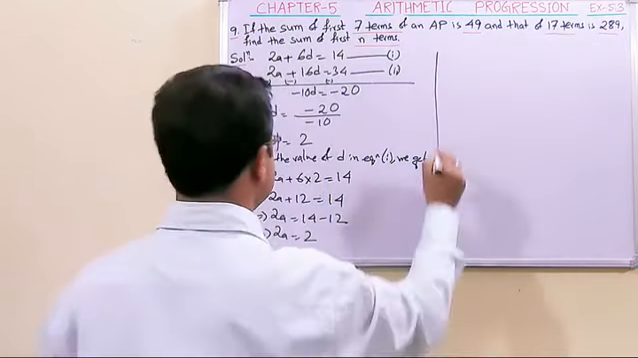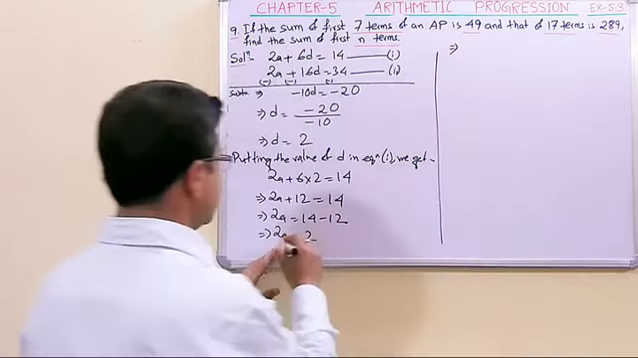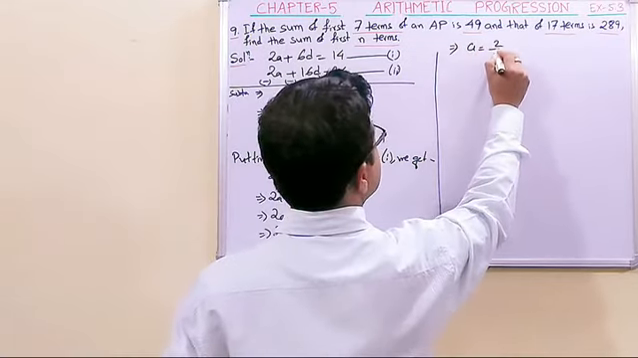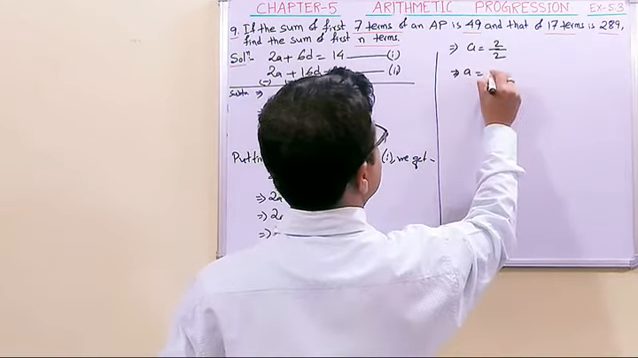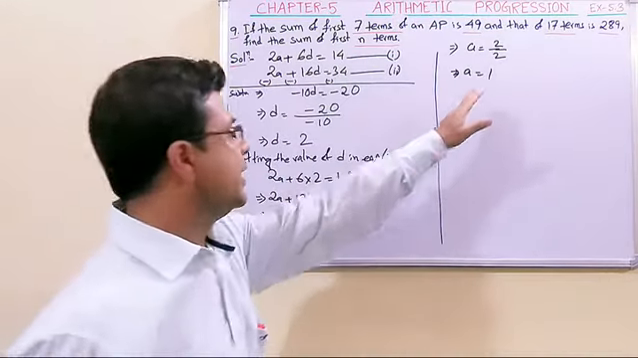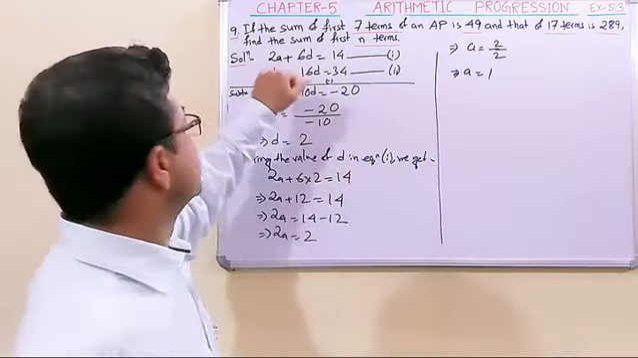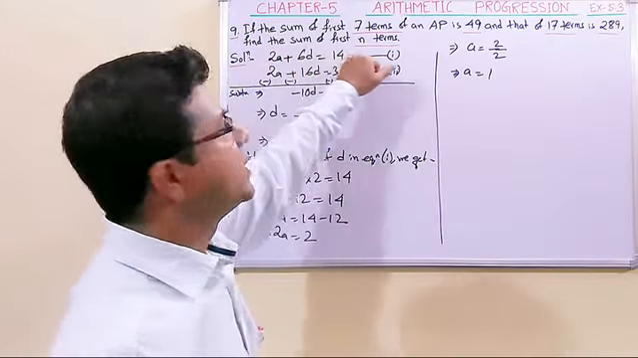Now let us solve here. So from here a equal to 2 by 2. So a is 1. So we have solved for a and d. Okay, a is 1, d is 2. Now what is the question? Question is find the sum of first n terms.